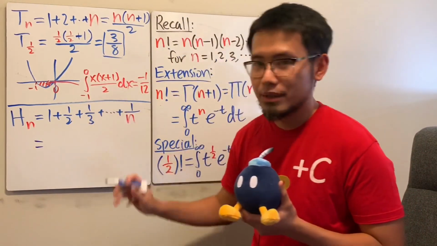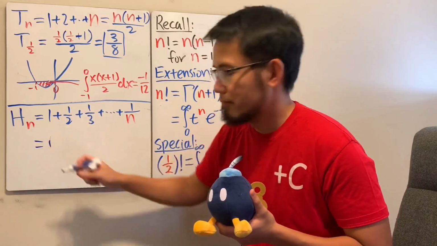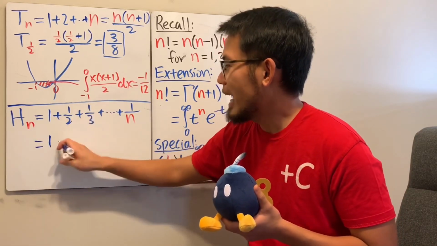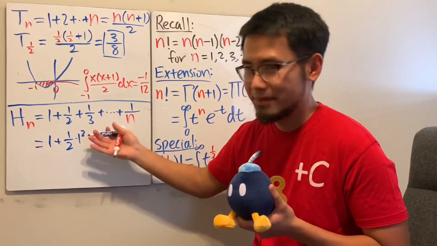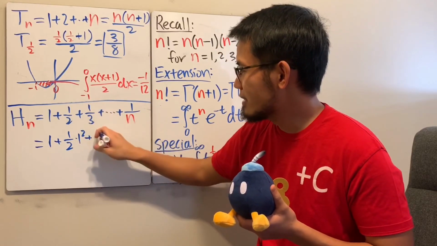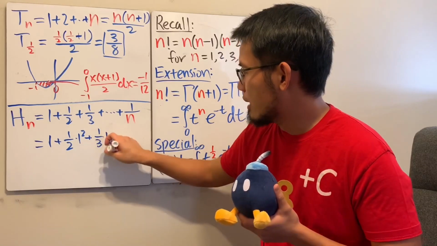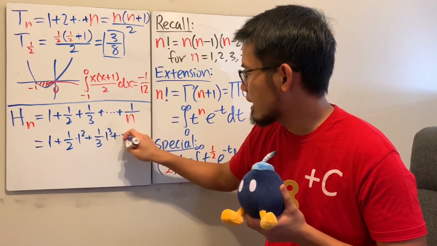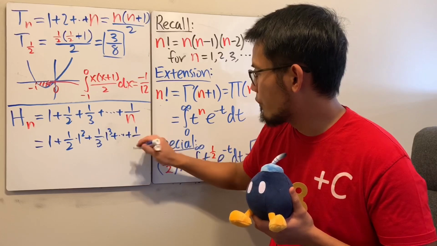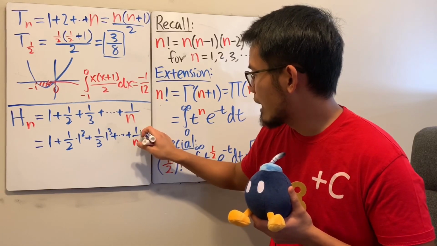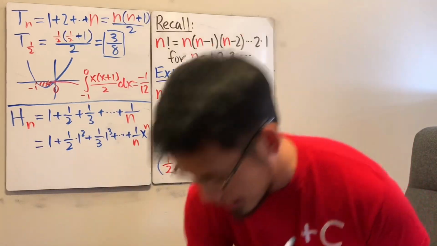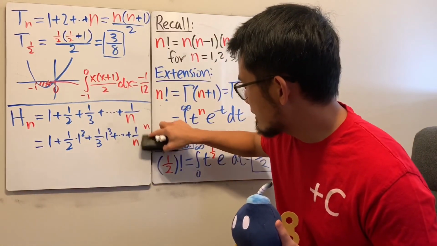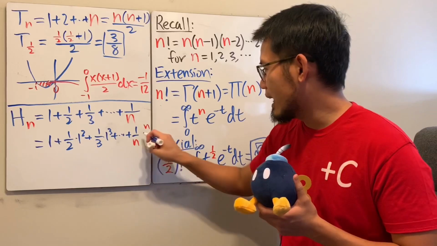All right, have a look. 1 is 1. 1/2 is equal to 1/2 times 1 squared, all right? Let me just do that on purpose. And then 1/3 is the same as 1 over 3. And then plus dot dot dot. And the last one is just 1 over n. And then you should have 1 to the nth power, like that. All right, so this is what we have.